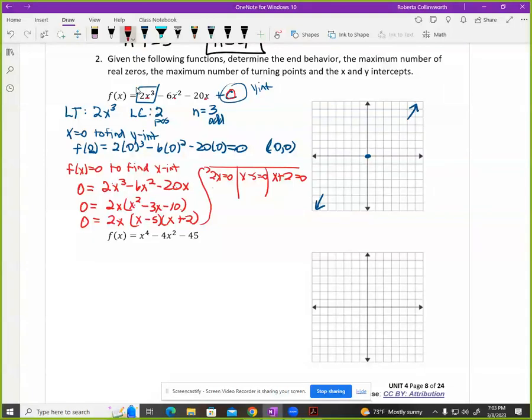So when I divide both sides by 2, I see x equals 0, which we already knew right there. I add 5 on both sides, and I get x equals 5. 1, 2, 3, 4, 5. And I subtract 2 on both sides, and I get x equals -2.